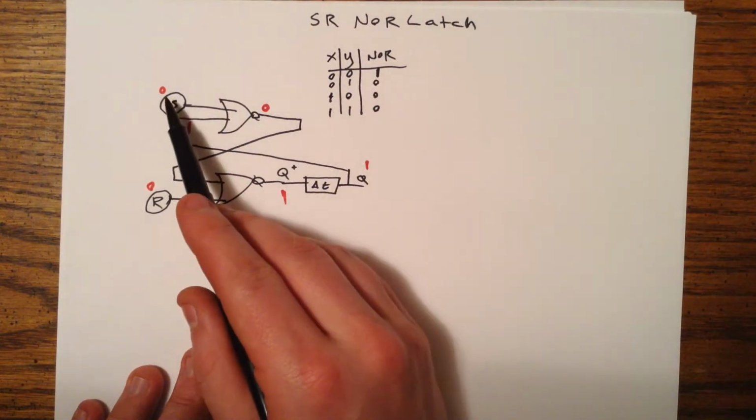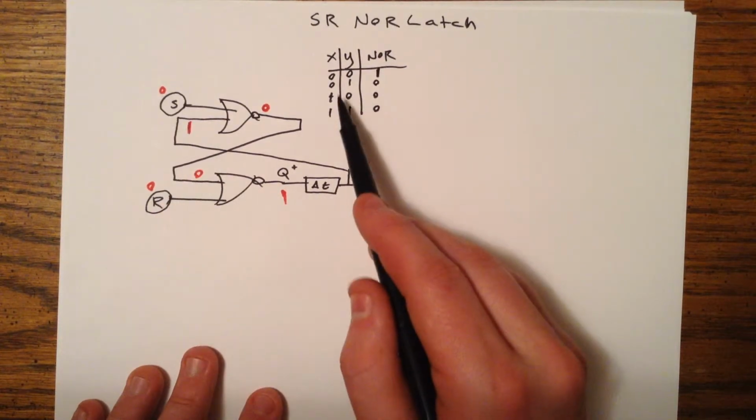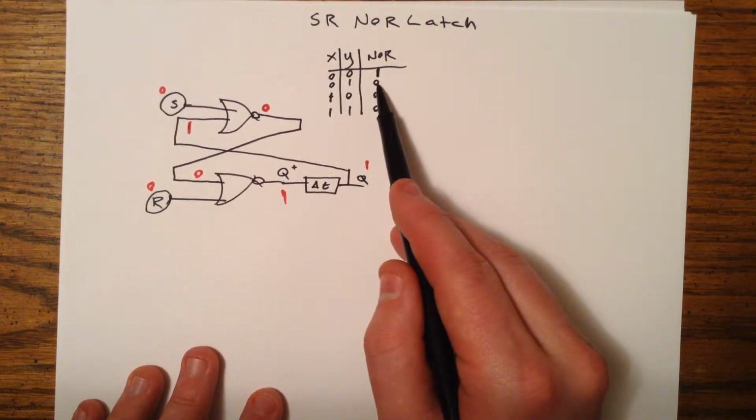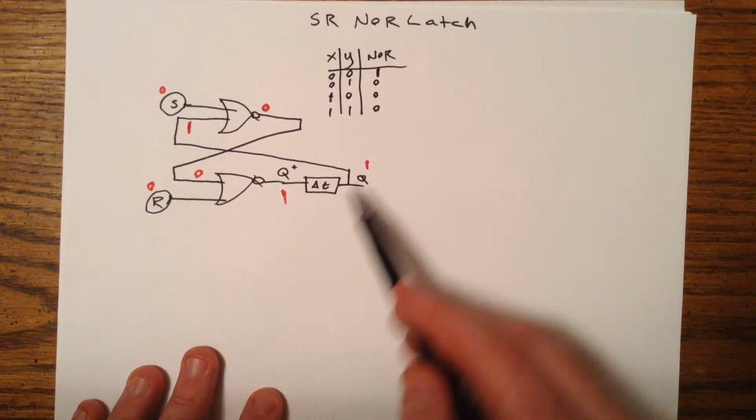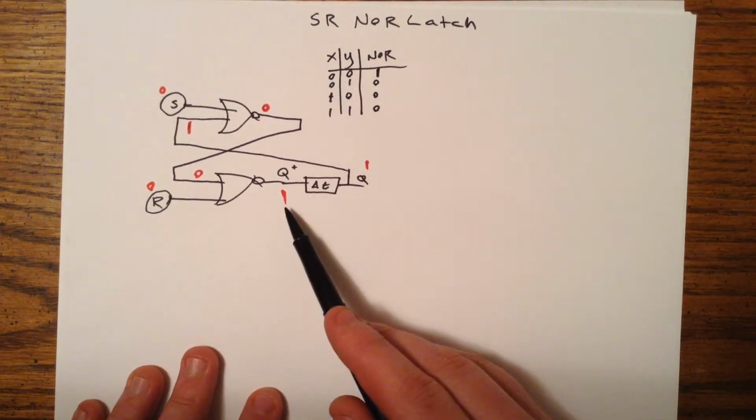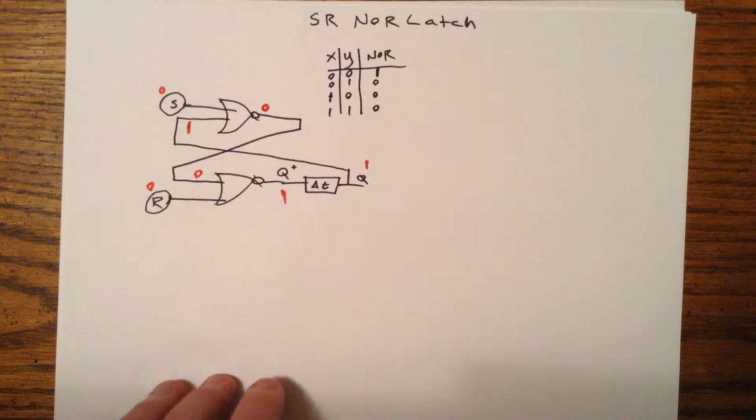So if we look right here, we can double check and say, alright, 0, 1, that returns a 0. Then we can say 0, 0. Okay, 0, 0, well, that returns a 1. So now we know that our function is correct.